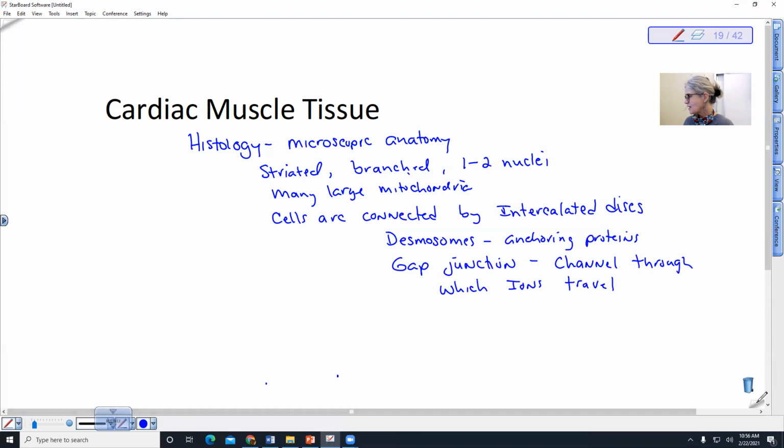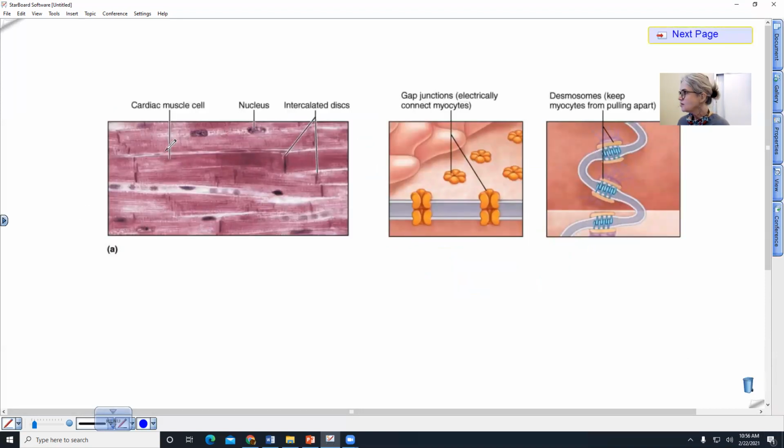So let's look at a diagram that shows these. This is what it would look like under a light microscope. You can see that you have the striations. You can see that they're branched. You can see the nucleus is pushed up to the side because it's filled with contractile myofibrils. And then you can see the intercalated discs. The desmosomes keep the cardiac muscle cells from pulling apart. So when one cardiac muscle cell contracts, it actually pulls on another. And then these are the gap junctions, which create channels from one cardiac muscle cell to another.